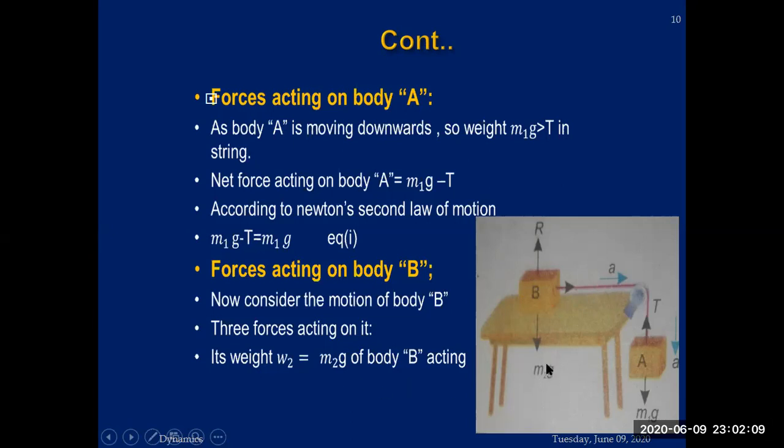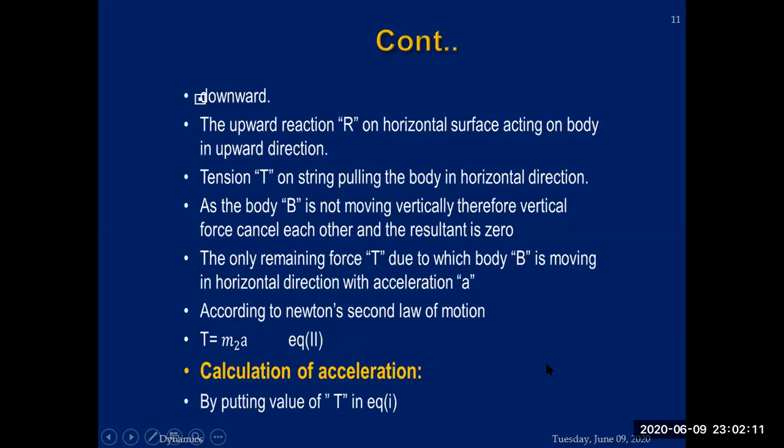This one is the second equation. Look, this one is the second equation: T is equal to m2a. The upward reaction of the horizontal table acting on the body is in the upward direction. Tension in the string pushes the body towards the horizontal direction.